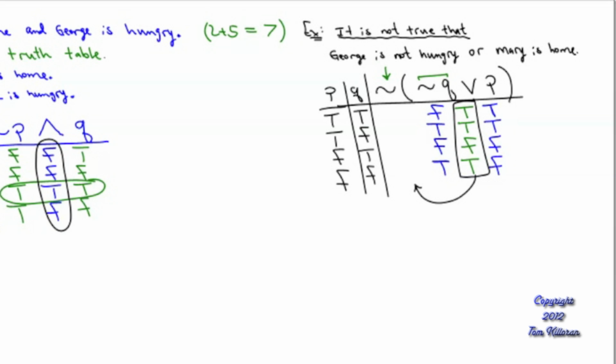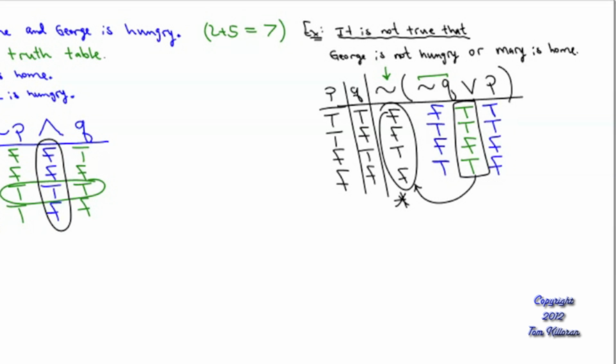So if you were true, you are now false. If you were false, you are now true. So your answer to this problem is this column: false, false, true, false.